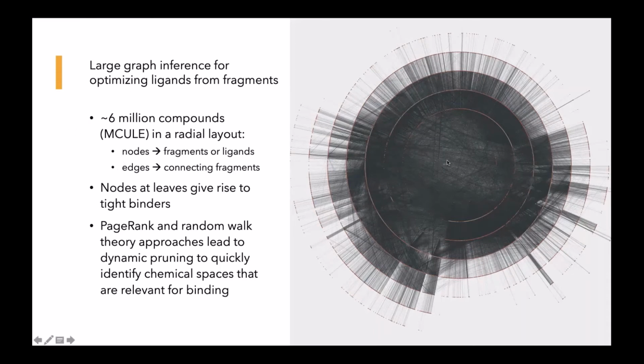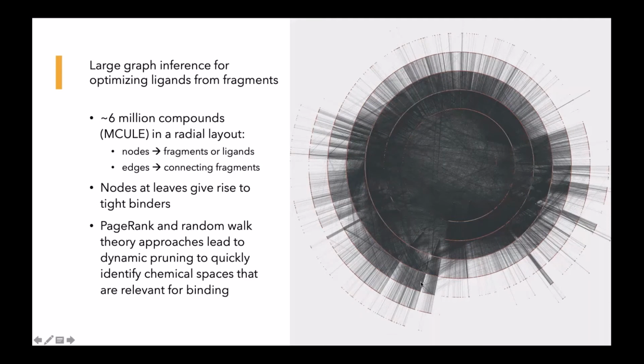So as you move from the center all the way to the edge in this radial graph, it's going from fragments to more ligand-like molecules. And edges are telling you what sort of transformations exist. So if there is a path from node A to B, it allows you to map an exact path from a fragment all the way to the node. And the nodes actually give rise to tighter binders. So nodes that are at the edge are the ones that have tight binding.